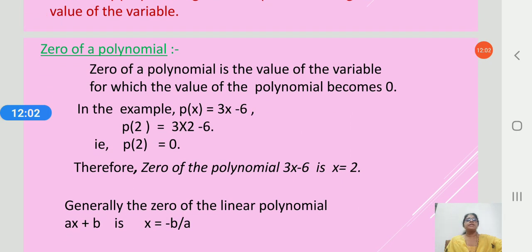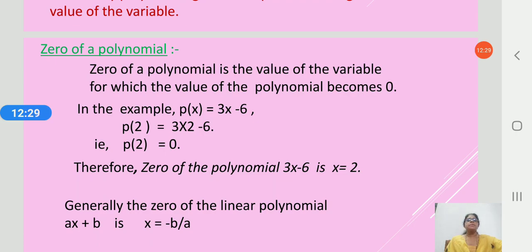Shall we move to the next topic? Zero of a polynomial. The zero of a polynomial is the value of the variable for which the value of the polynomial becomes 0. That is, we are putting different values for the variable. If for a particular value the polynomial becomes 0, that value is called the zero of the polynomial.